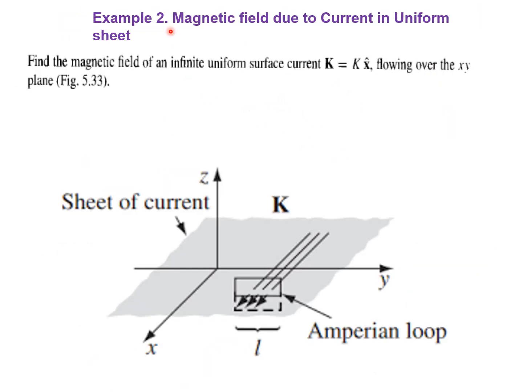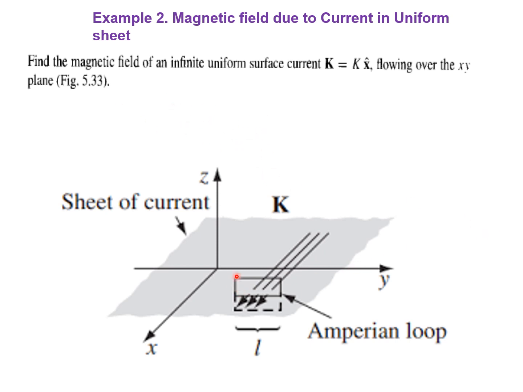Now we will see an example for the magnetic field due to a current in a uniform sheet. So if we have a sheet in the xy plane and the current is flowing in the plus x direction, and the surface current is denoted by k in the x cap direction, and if we take an Amperian loop like this, a rectangular loop here, we have to find out the magnetic field above, in the plus z direction, and below, in the minus z direction, here and here at 2 points. How will we find the magnetic field?